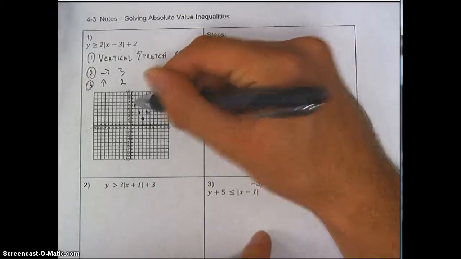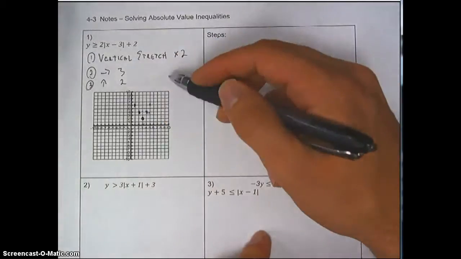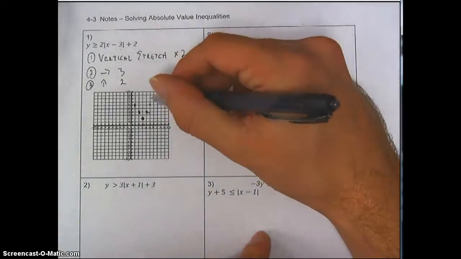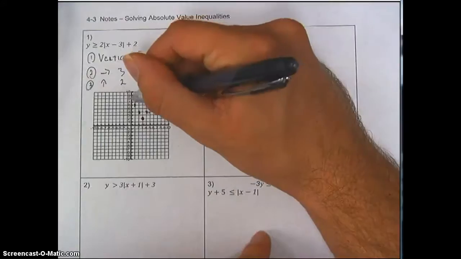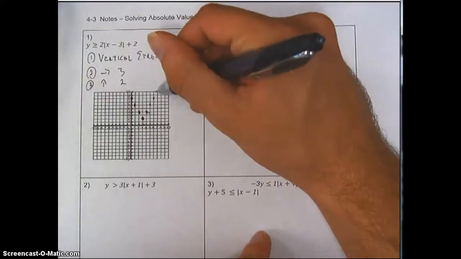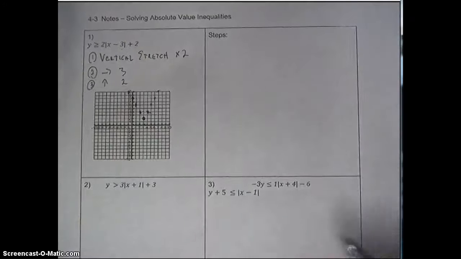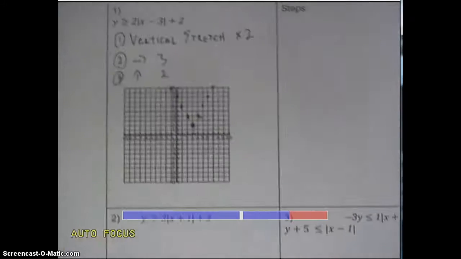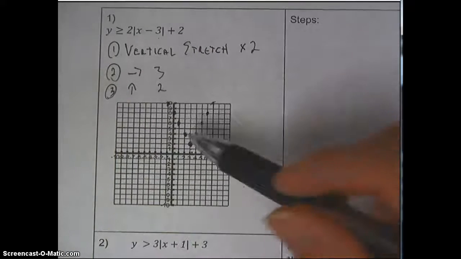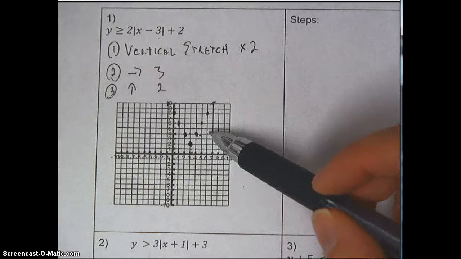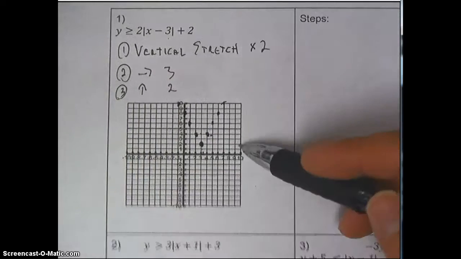over 1. And what we're trying to do here is graph this nice V shape. So up 2 over 1, up 2 over 1, and so on in each direction. Okay, so I've got all my dots in place, but now I need to graph it. And the question is, am I going to do a solid line or a dotted line?